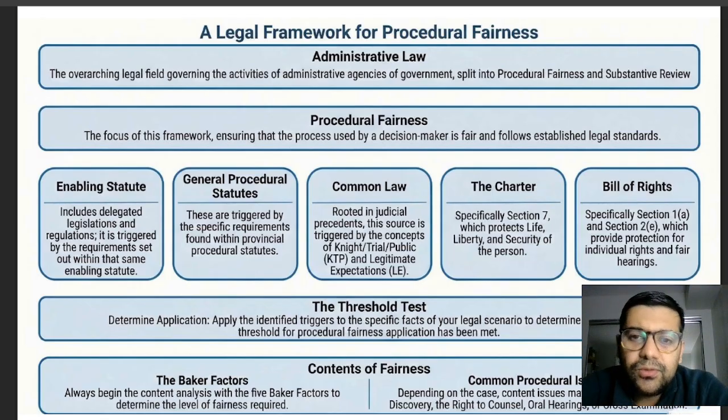For the enabling statute, you really don't have to worry about it at all, and I'll tell you why. Because nobody's expecting you to remember all the laws, all the laws of Canada. They are only expecting you to understand what procedural fairness means.